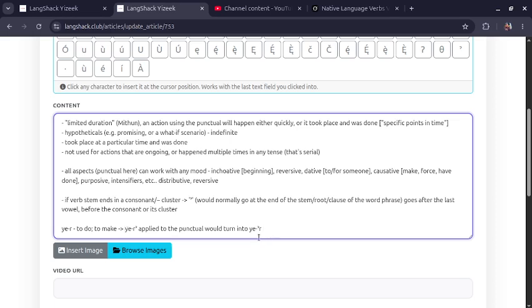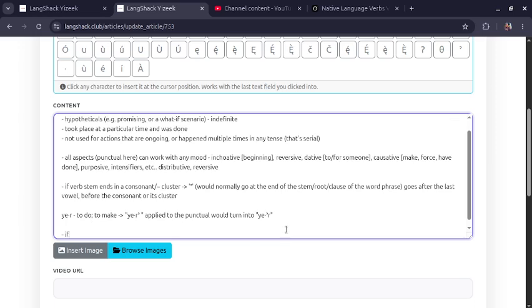So the yer, you'd have yer, which would be converted over to yer. So you would see how this glottal stop is changing and moving to before that last consonant there. Okay, so that's just a case.